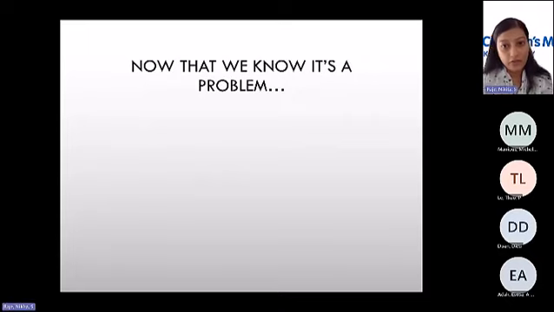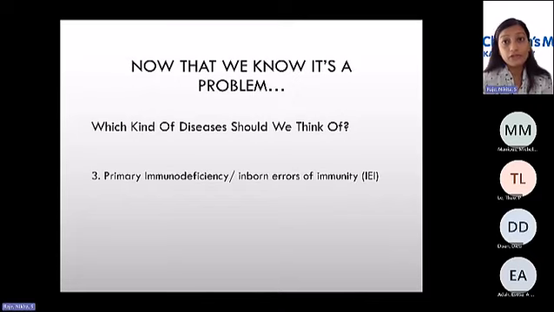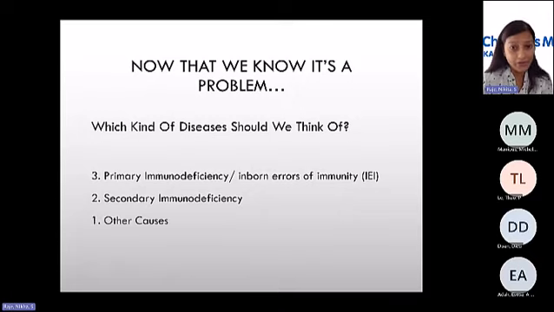So now that we know it's a problem, what kind of diseases should we be thinking about? Yes, this is a talk on inborn errors of immunity, so we are going to think about it. But a couple of more common causes are secondary immunodeficiencies and some other causes. So say normal childhood infections can be recurrent for some kids compared to others.